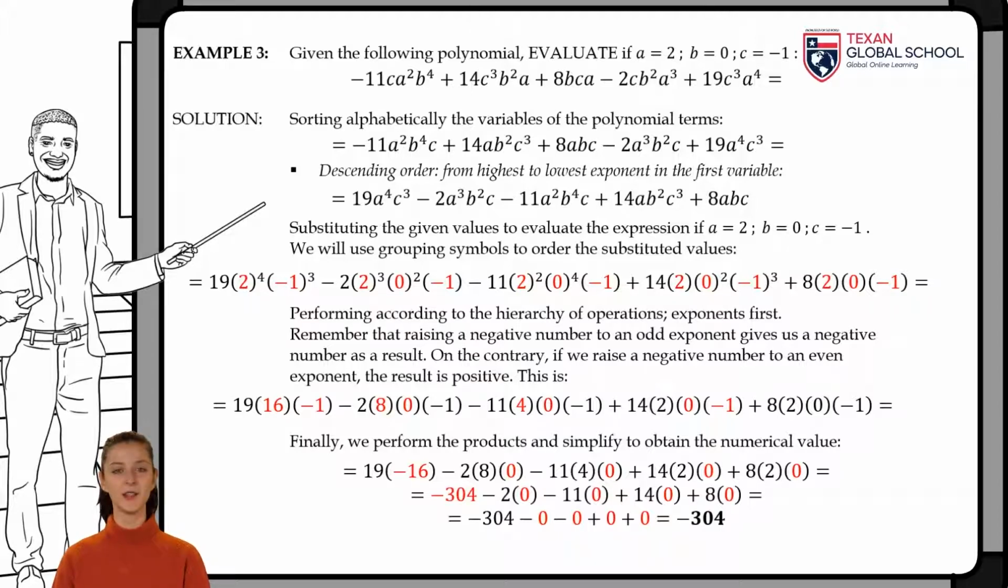Exponents first. 2 to the 4th power is 16. -1 cubed is -1. 2 cubed is 8. 0 squared is 0. 2 squared is 4. 0 to the 4th power is 0. 0 squared is 0 and -1 cubed is -1. We then proceed to perform the products. However, in this particular case, we can see that 4 terms are multiplied by 0. Then, all those terms result in 0. We simplify the remaining term, giving -304 as the evaluation solution.